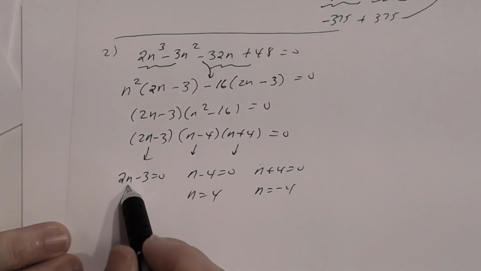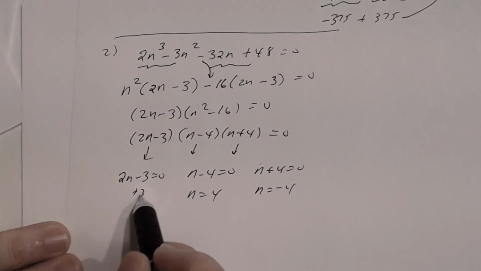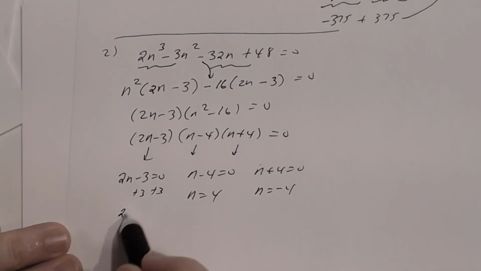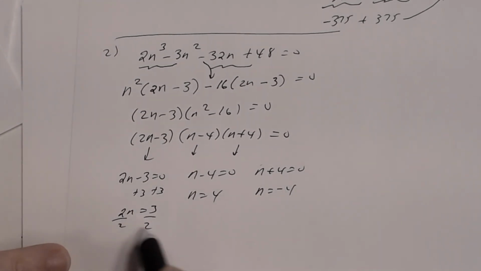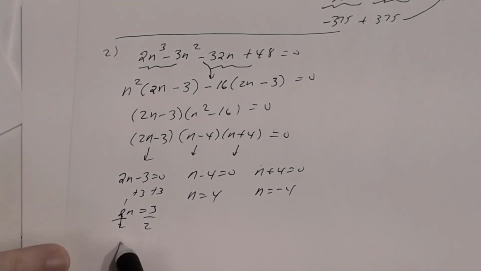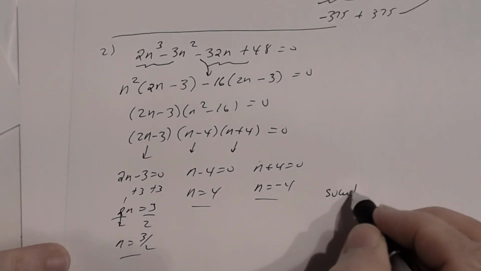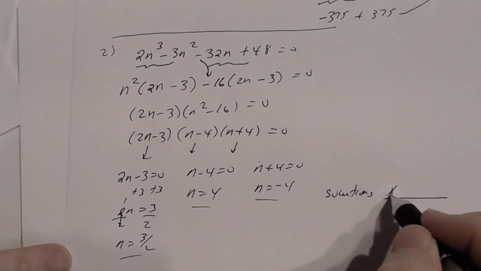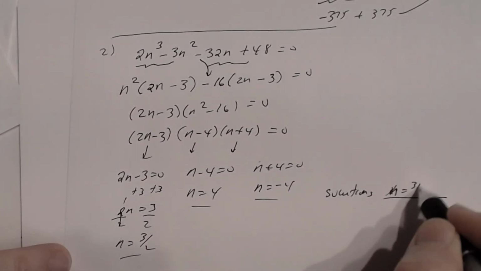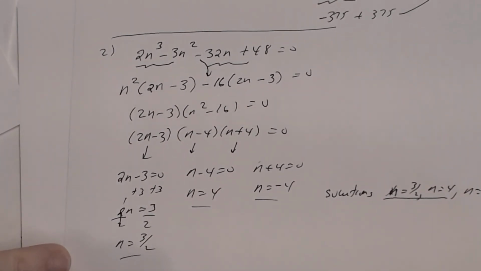So you may say, well, I need to get 2n by itself, so I've got to add 3 to both sides. That's true. So I get 2n equals 3. And then to get n by itself, you can divide both sides by 2, right? And so therefore, n equals 3/2. And so those are your 3 solutions. So your solutions are, and on the blank you'll say n equals 3/2, n equals 4, and n equals negative 4.